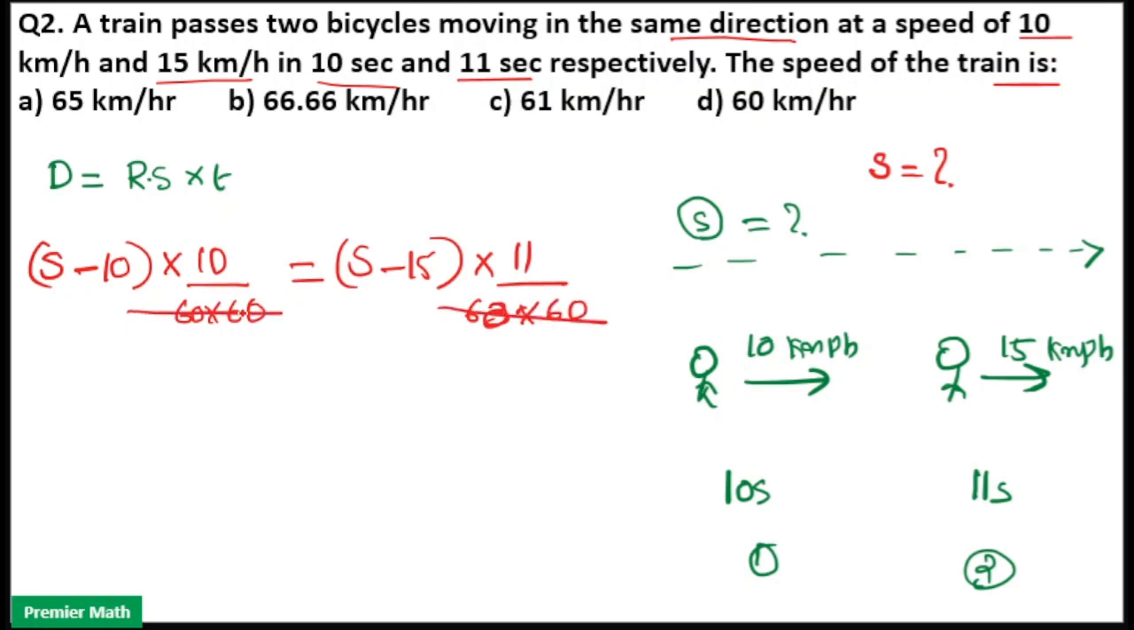Cancel. Here 11s minus 10s is equal to 1s. So s is equal to, this is 11s, this is 10 into s, 10s. So here this minus 15 into 11 will come here. That is 15 into 11 minus 10 into 10, 100. 15 into 11 is equal to 165. 165 minus 100 is equal to 65. So 65 km per hour is your answer. Option A is your answer.